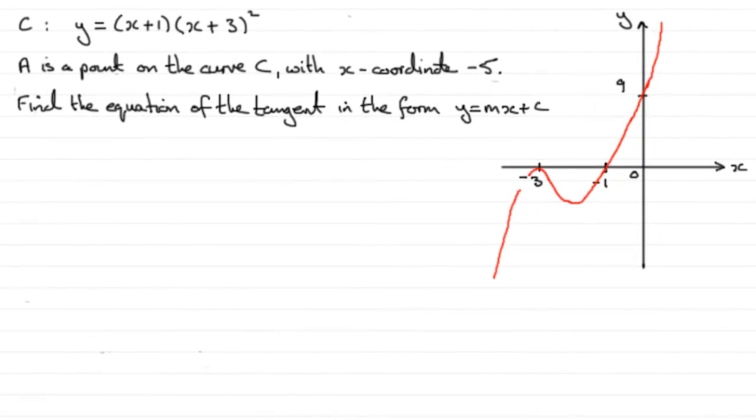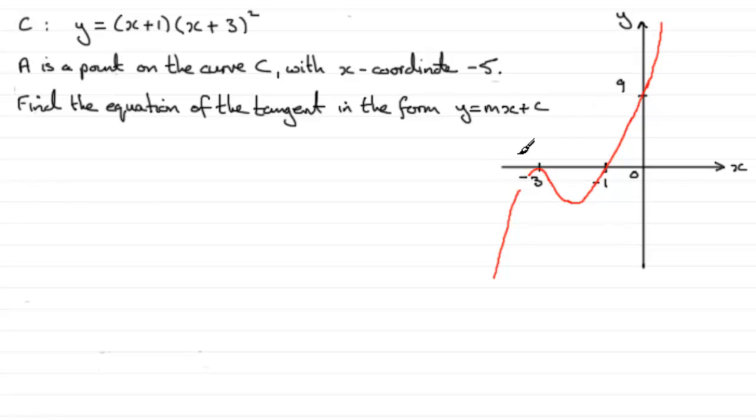Now in part C, which is worth 4 marks, we're told that we've got a point A. A is a point on this curve C with x-coordinate -5. And what we've got to do is find the equation of the tangent at A in the form y equals mx plus c. So how are we going to do this?